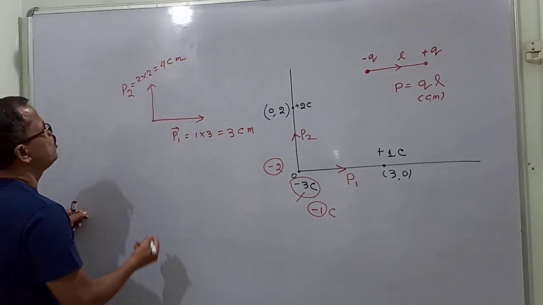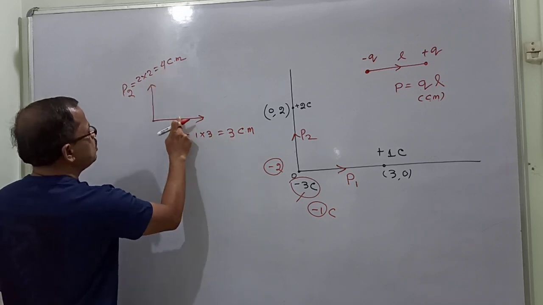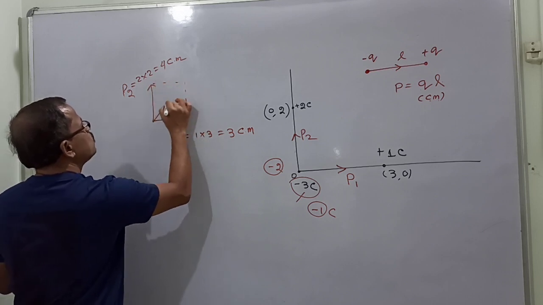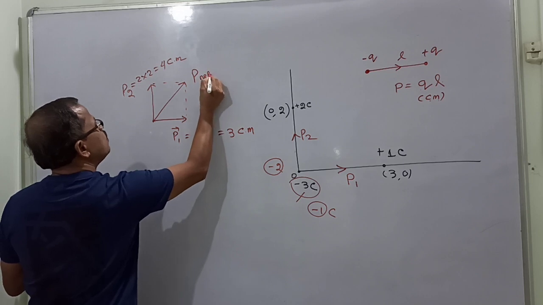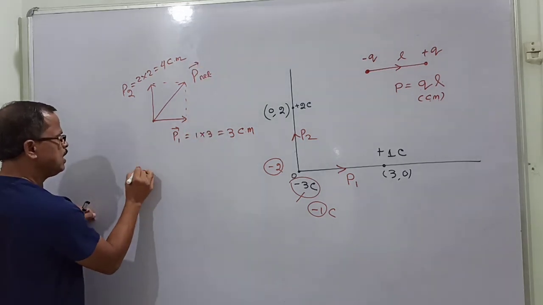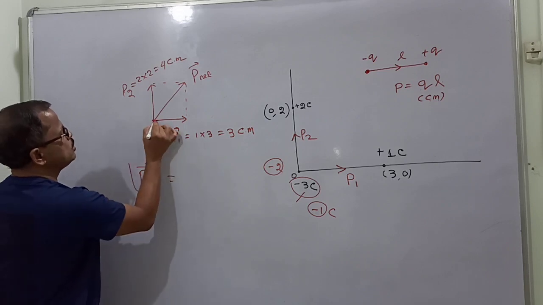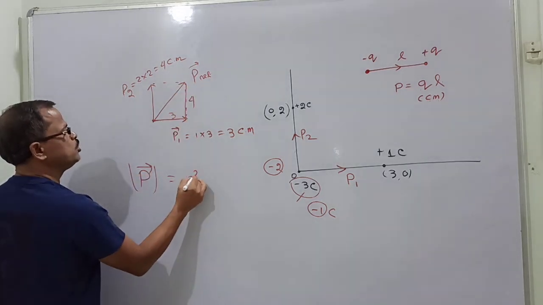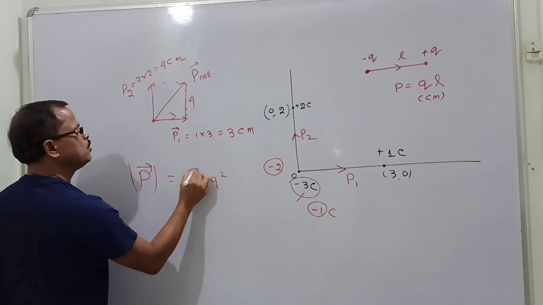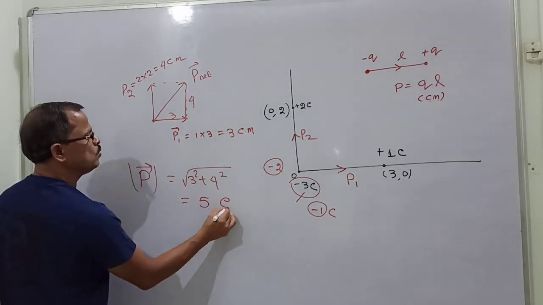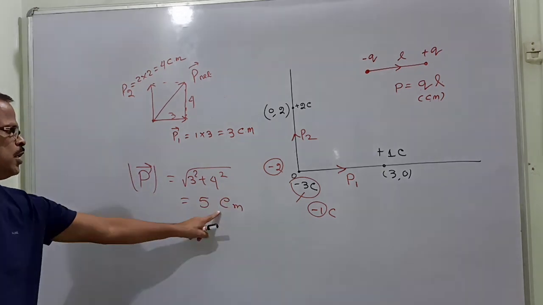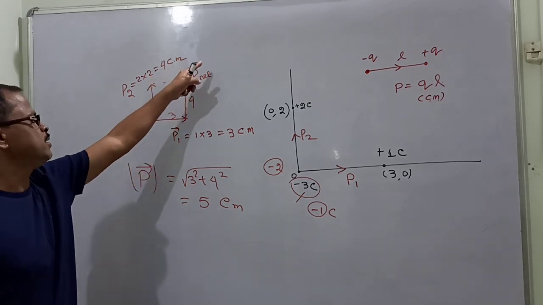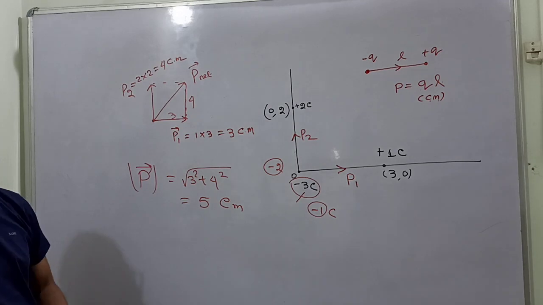So now there are two dipoles. One dipole is 4, another dipole is 3. The net dipole moment is the vector sum, this is P net. The magnitude of one is 3 and the other is 4. So the net dipole moment is the square root of 3 squared plus 4 squared, which is equal to 5 coulomb meter. Capital letter C, small m. So the net dipole moment is along this direction and is 5 coulomb meter. This is question number 2.